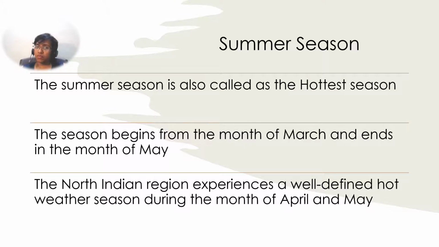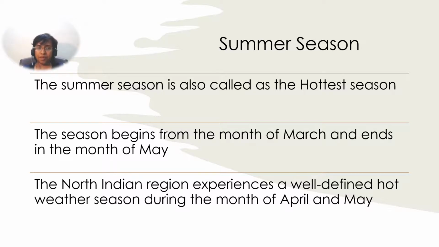Moving on, we have the summer season. While winter is the coldest season, summer is also called the hottest season. This season begins from the month of March and ends in the month of May. During these months, the rays of the sun are nearly vertical. The days are long and nights are short during summer, and there is unbearable heat during the months of May and June. This is more so in the North Indian regions where they experience a well defined hot weather season.